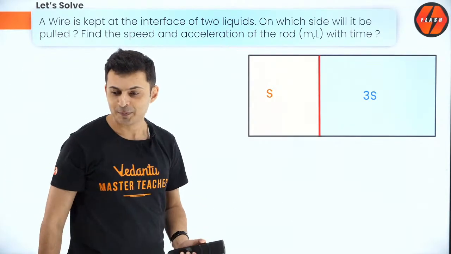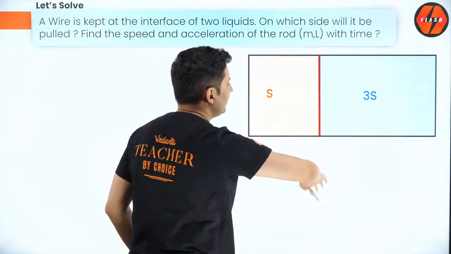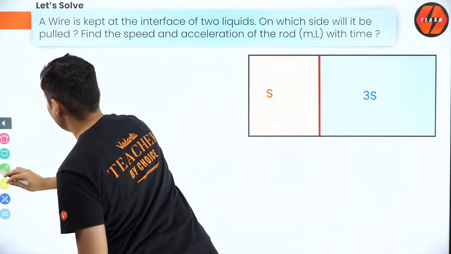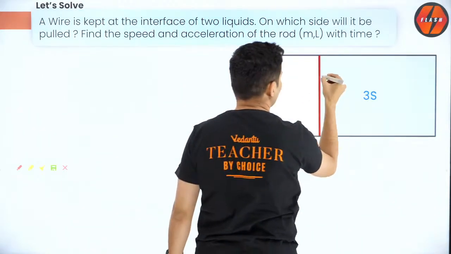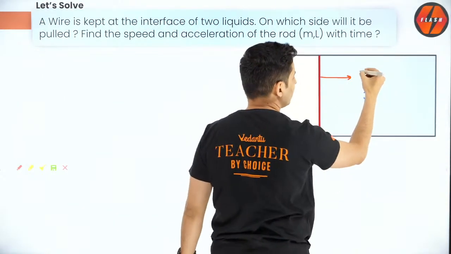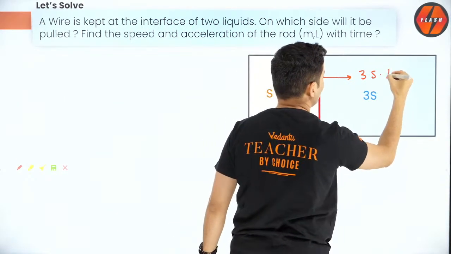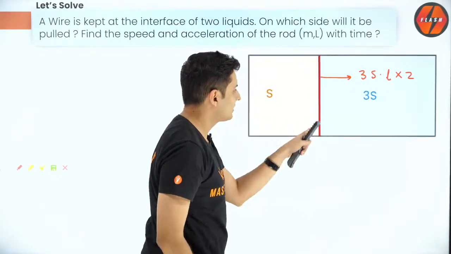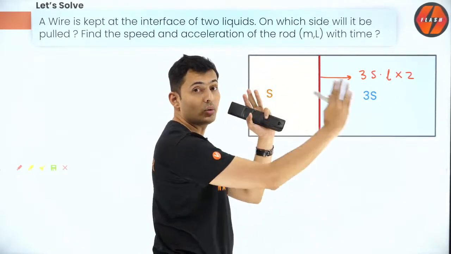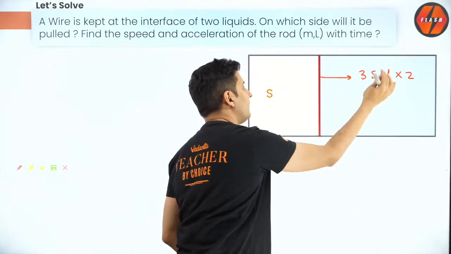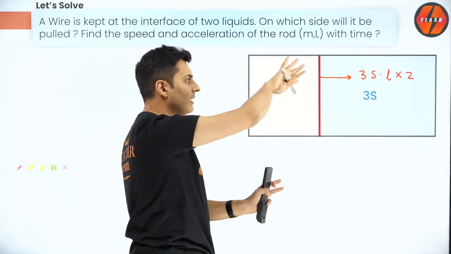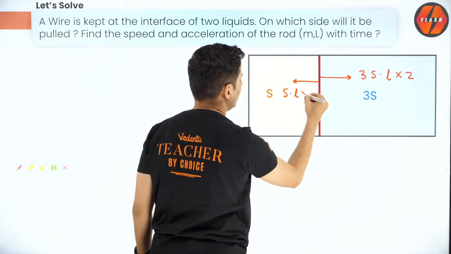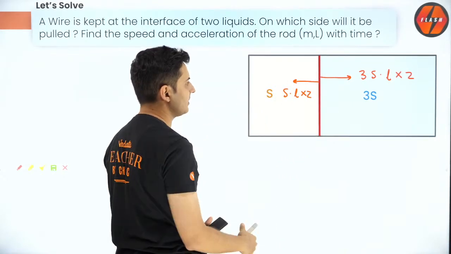Now, since we know that the force from the right side is going to be 3S into L into 2. S is the surface tension, L is the length, into 2 because there are two surfaces, do not forget. One in the front, one behind. I cannot see that, but it's there. And the force on this side will be S into L, again into 2 because there are two surfaces.